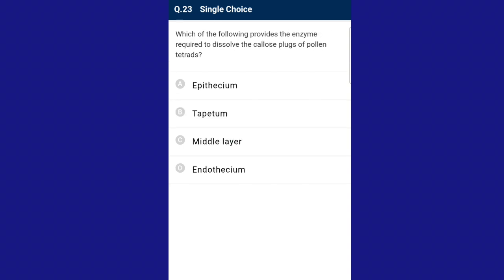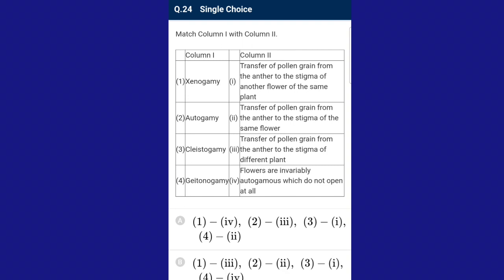Question number 23. Which of the following provides the enzyme required to dissolve the callose plugs of pollen tetrads? Tapetum is the innermost layer of the anther that supplies nourishment to developing microspores. So the answer is option B, tapetum. Question number 24. Match the following.